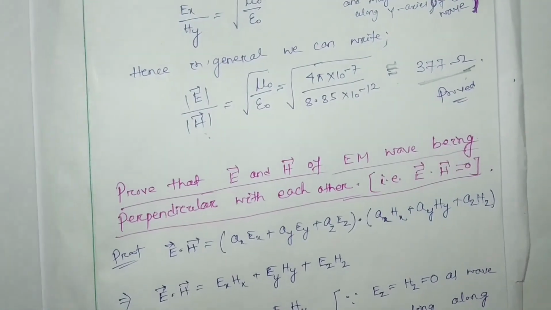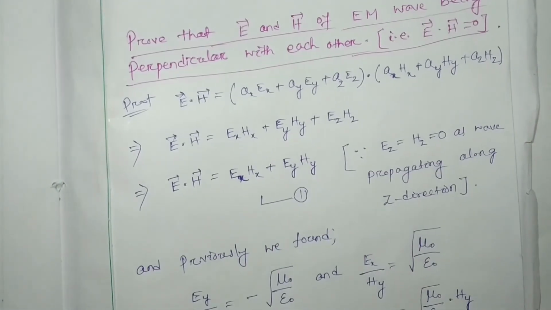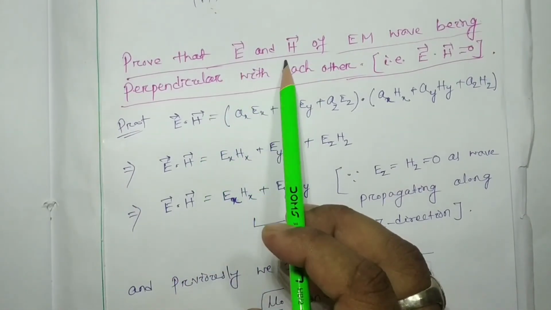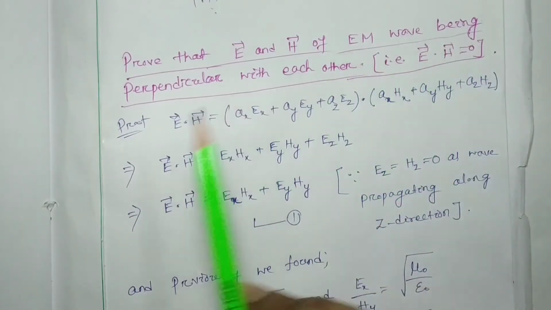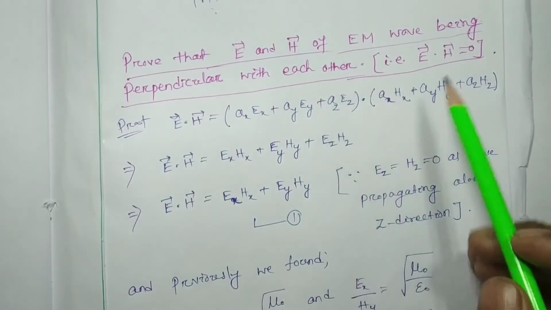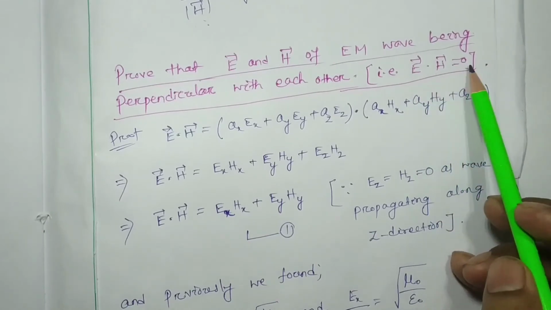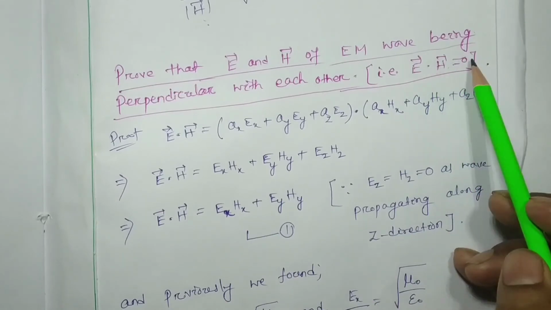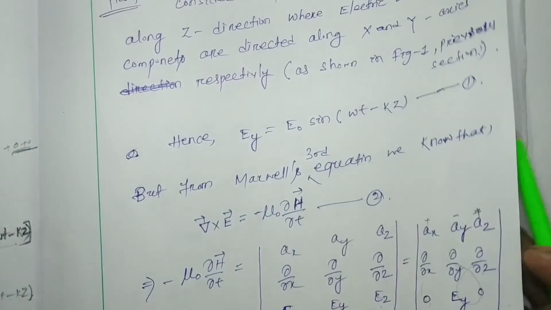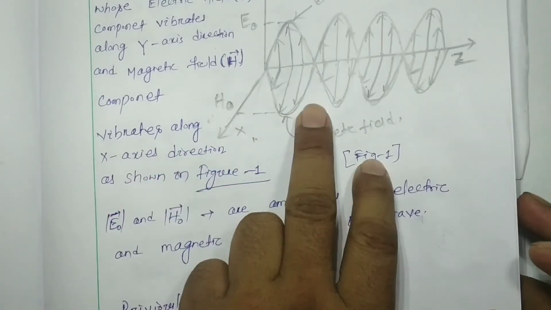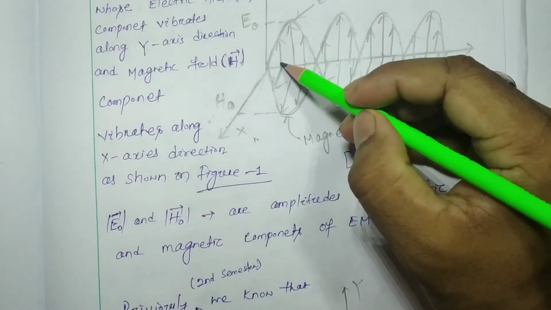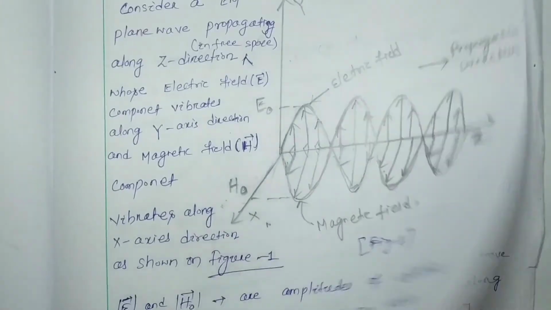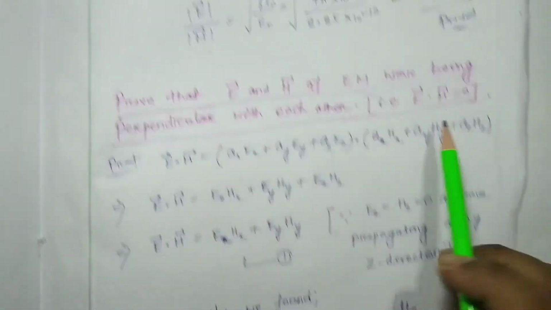Okay, now come to the next section, where we have to prove another interesting thing, that E and H of an electromagnetic wave are always perpendicular to each other. That means we have to prove that E dot H equals 0. If both are perpendicular, then obviously the dot product of these two vectors will be 0, which is represented in figure 1. This is perpendicular, this is perpendicular, this is perpendicular. So draw this figure perfectly. So we have to prove that E dot H equals 0.